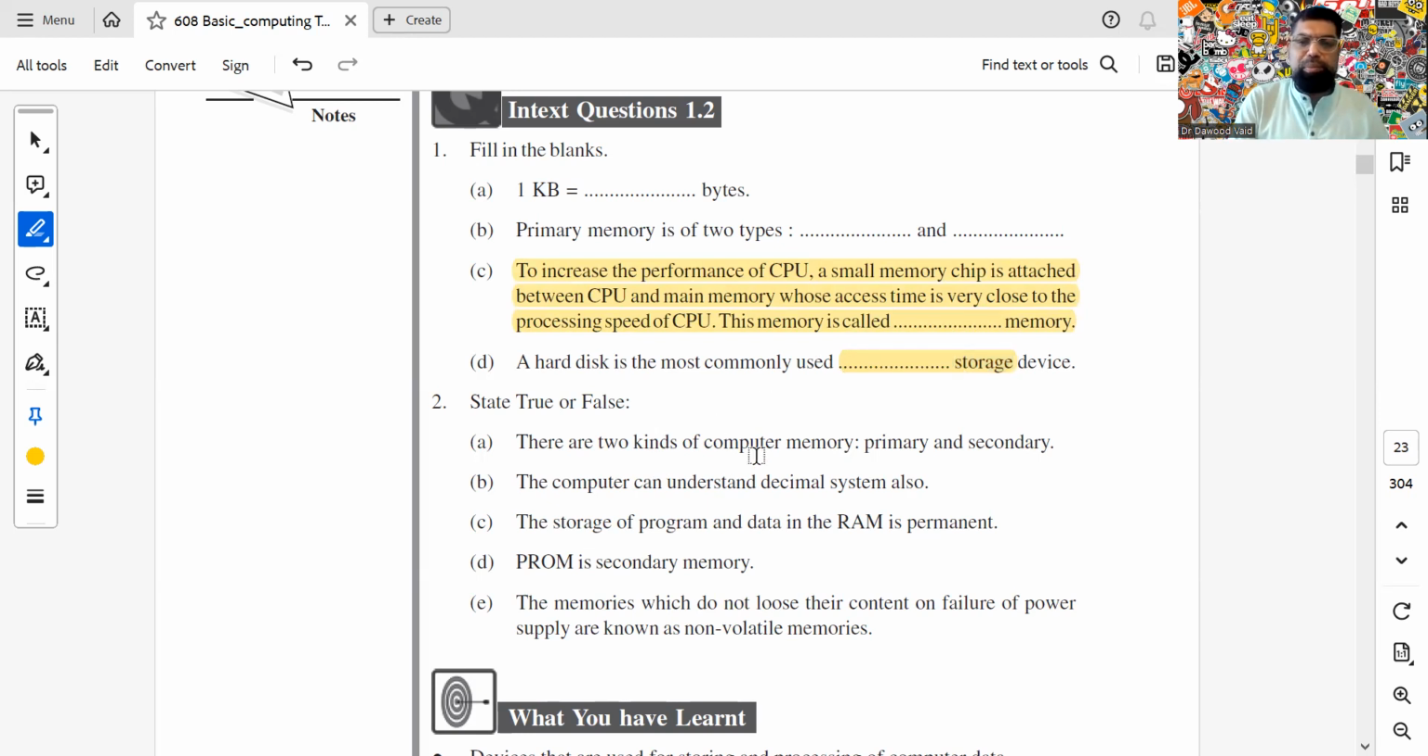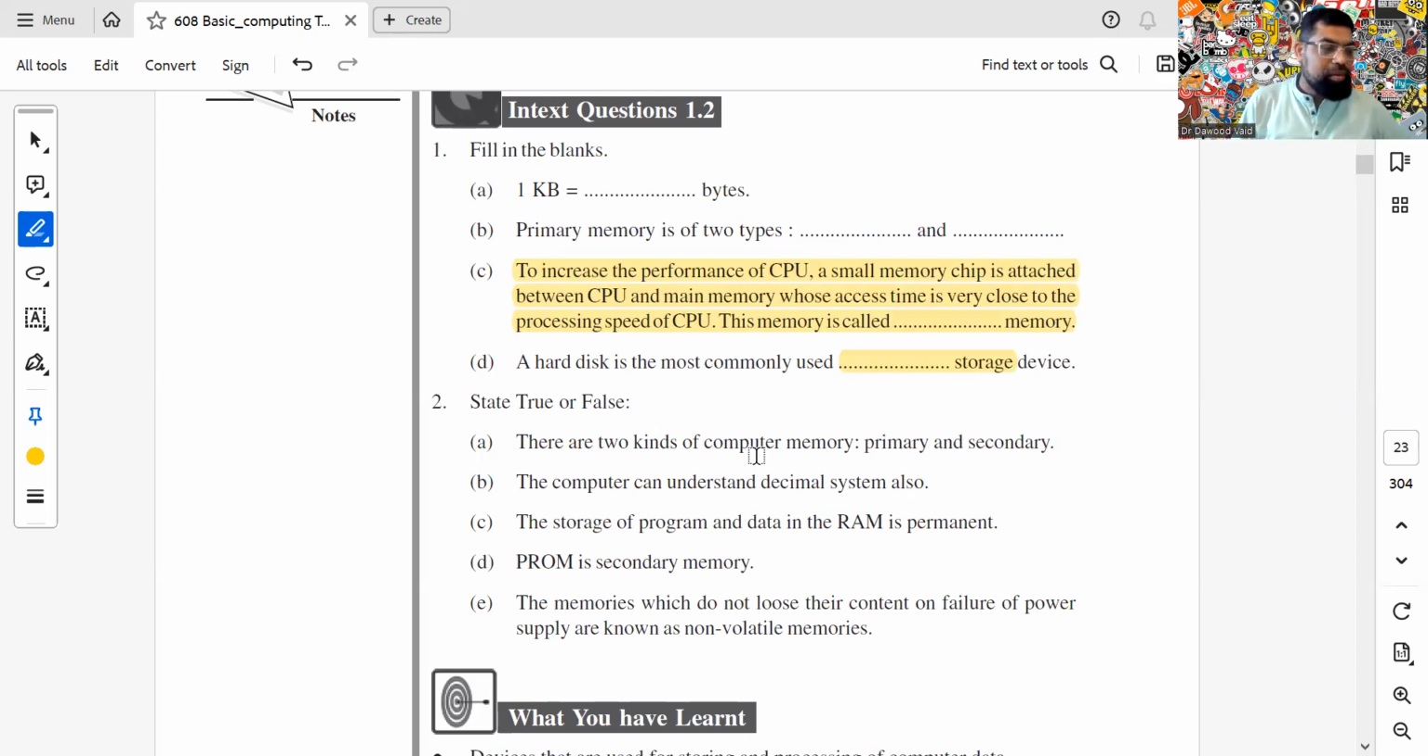There are two kinds of computer memory, primary and secondary. What do you think? Yes, absolutely. True or false: a computer can be understood by the decimal system? No, it's bits and bytes. Right? Decimal system is just 0 to 9. The storage of a program and data in RAM is permanent? Is it permanent? RAM is not permanent. You close the RAM and it goes away. So, no, it's wrong.